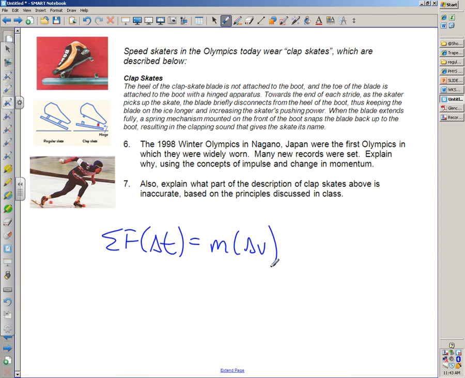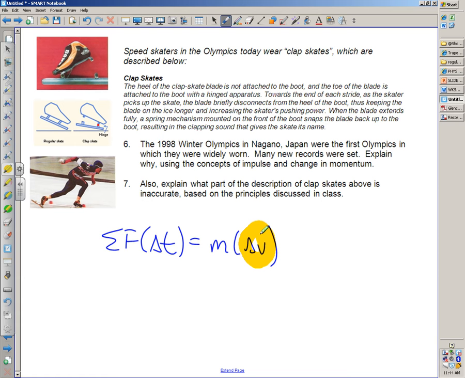There's my impulse momentum equation. If I'm interested in breaking world records in speed skating, which part of this equation do I need to affect the most? That part, right? Because what's that? That's how fast I'm going. If I'm going to break world records in speed skating, I need to make my change in velocity as big as possible, because that's going to get me going as fast as possible, and that allows me to achieve my lifelong dream of setting records in speed skating.